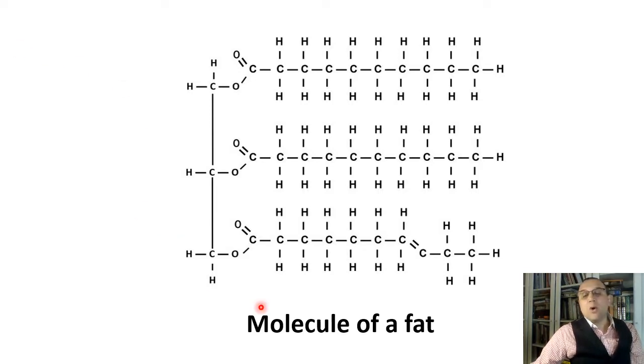What you see on this picture is a structural formula of a fat. It's triglyceride. So what you see here is a glycerol, the head of the molecule, and 3 tails of fatty acids. We will talk about these fatty acids later on during our lecture today.